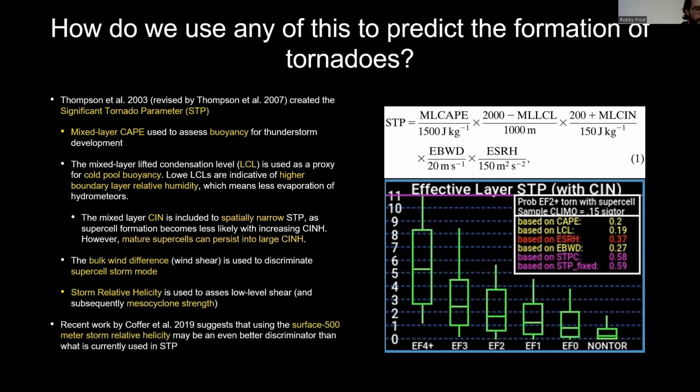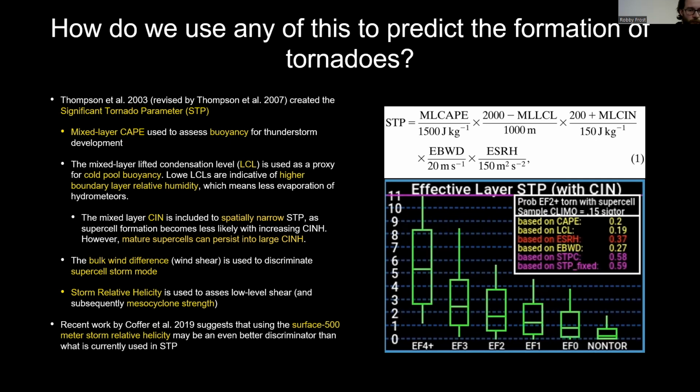Mixed layer SIN is also included to spatially narrow STP. And then also just the caveat of mature supercells can persist into larger SIN. So this is actually something that catches people even in the weather service, is the idea that once you get a supercell going, it can persist into large SIN and relatively low CAPE for a very long time because of those updraft pressure perturbations. So that's just something to be aware of, that these parameters can't capture everything.